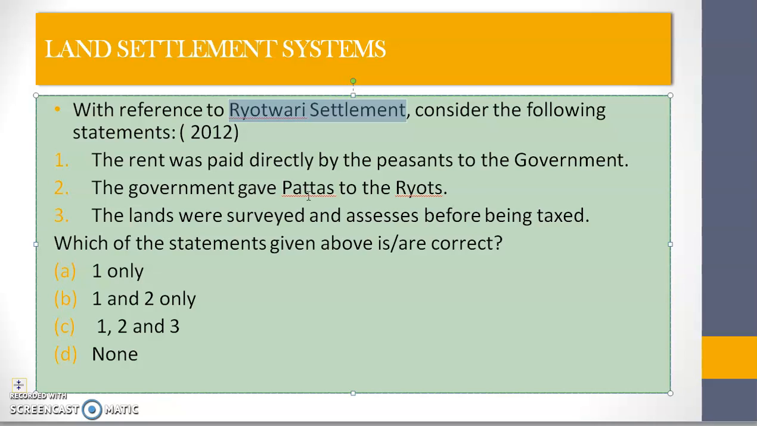Now let us look at the problems associated with this settlement. See, there is no doubt that the Ryotwari settlement raised the revenue income of the government. But the cultivators were under great distress.